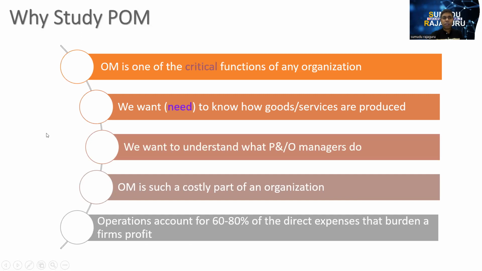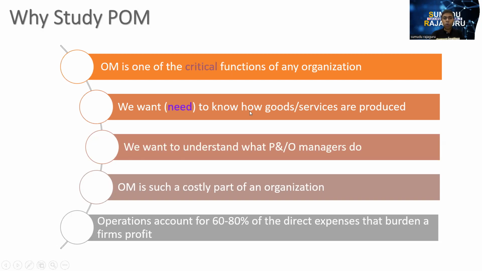Right. So why do we want to study production and operation management? There are several reasons. The first one: operation management is one of the critical functions of any organization. When we consider any kind of manufacturing organization, and not only manufacturing but service providers also, operation is the main critical function. So it is very important to study and understand operation management.